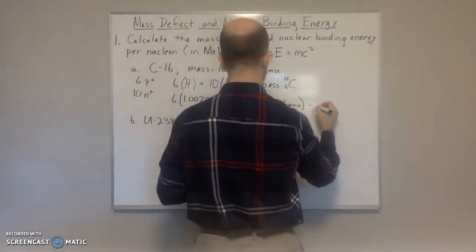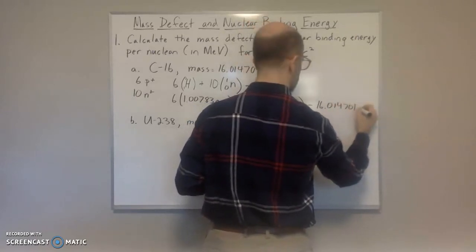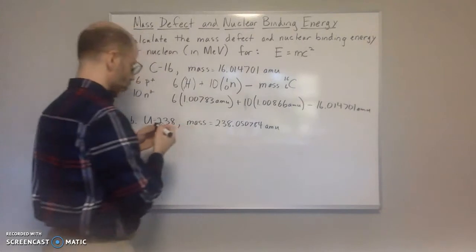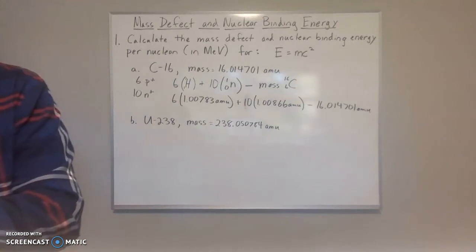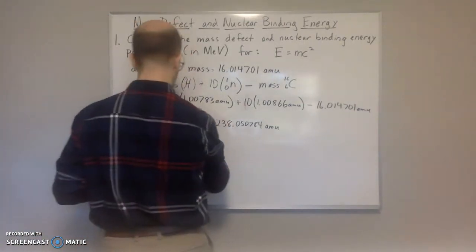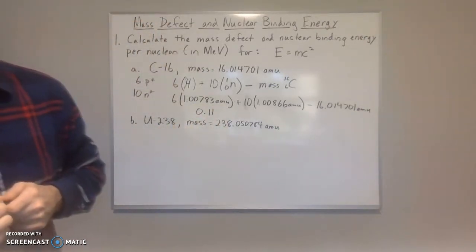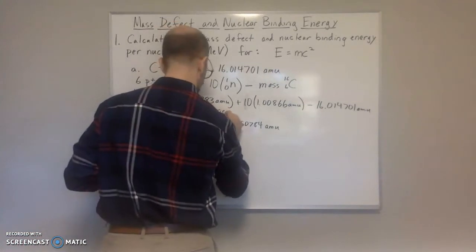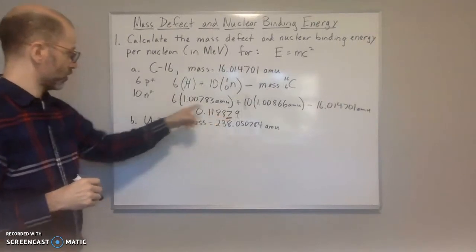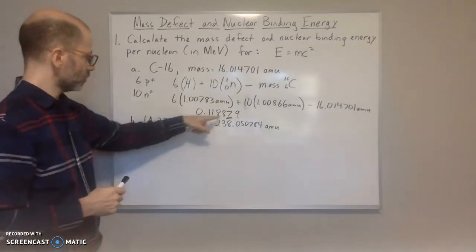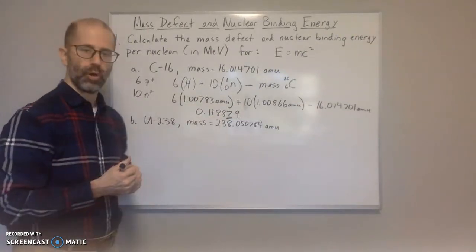So we subtract this out, 16.014701 AMUs. And when we calculate this out, we get a difference in the mass. And that difference in the mass is 0.118879. We're only allowed up to here since we're adding, so we're only up to 5 decimal places, but we're keeping 1 extra to avoid rounding error.